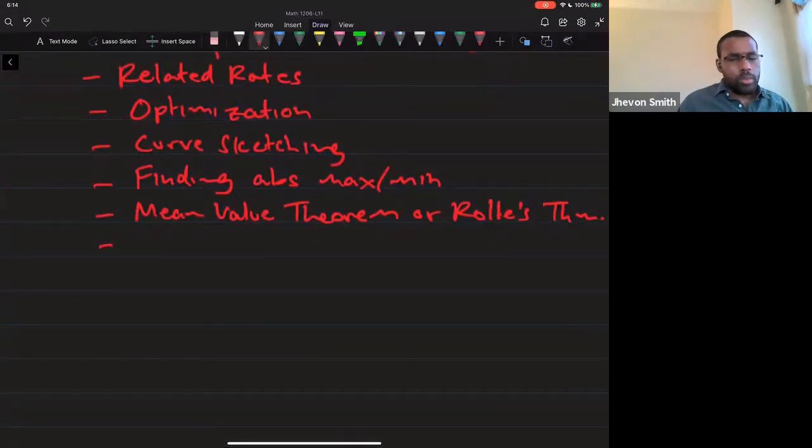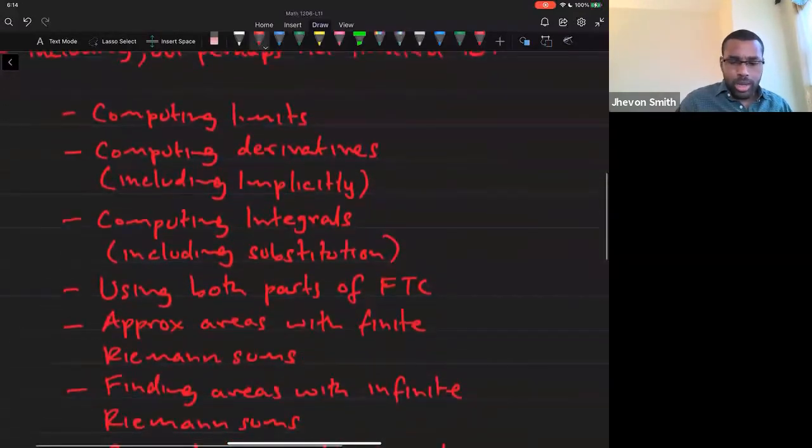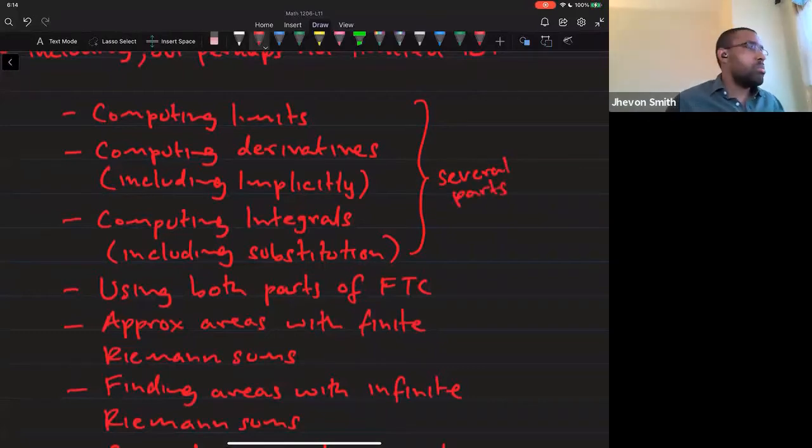And again, when it comes to computing limits, derivatives, and integrals, of course, that's going to be several parts. Like A, B, C, D, maybe A, B, C, D, E, something like that. But technically, these are things that I'm hoping that you'll be able to do relatively quickly per problem.